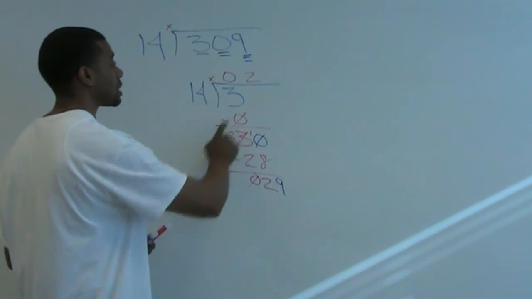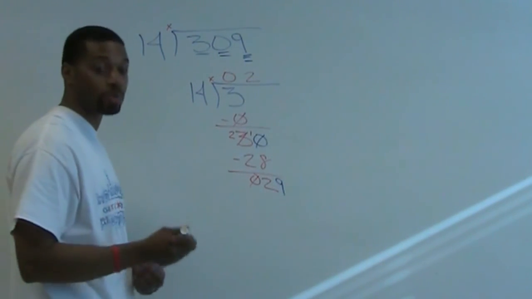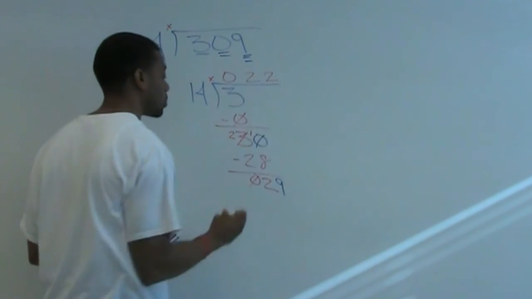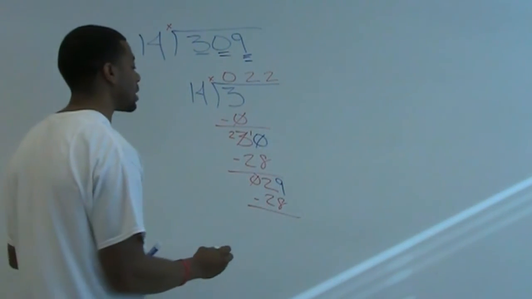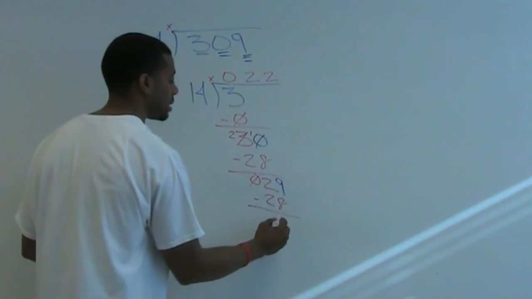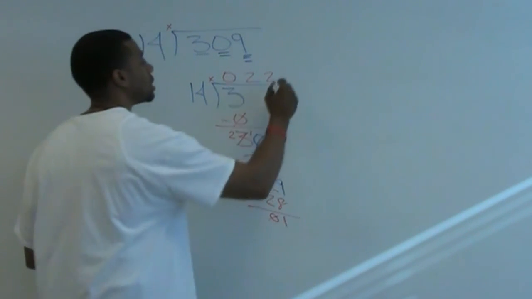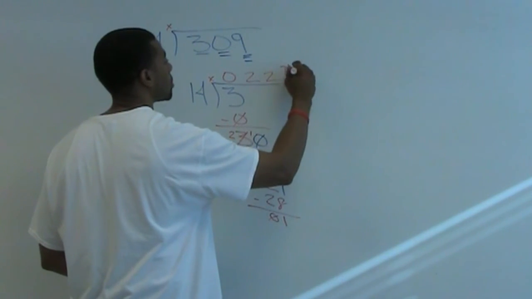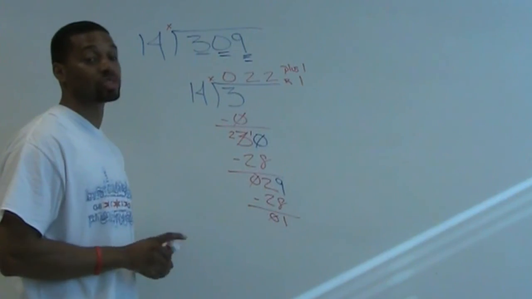We just did 14 times 2 to get us 28. This number is 29. It's only one more than 28. So we know that this next digit is going to be a 2 as well. We're going to subtract 28 from 29. 9 minus 8 is 1. 2 minus 2 is 0. So that leaves us with our remainder of 1. Or as I stated in the last problem, put plus 1. And we're going to check this problem and see if the answer is correct.